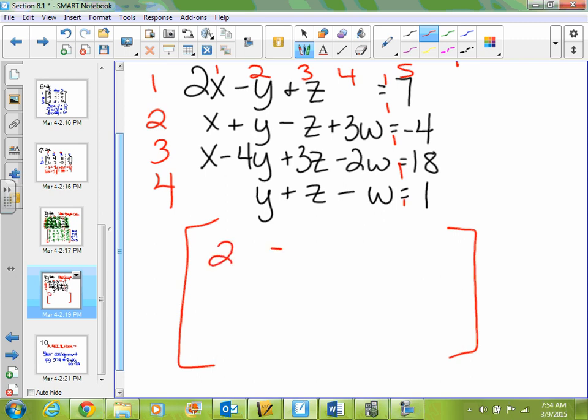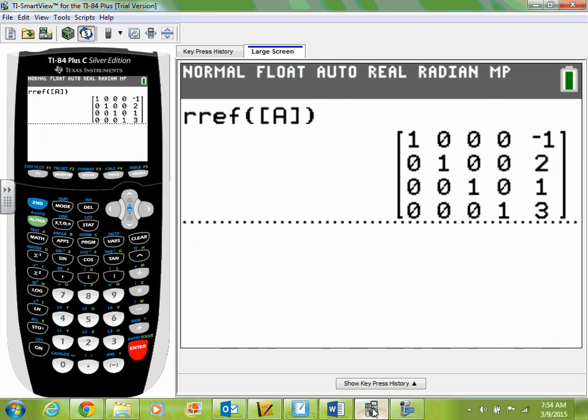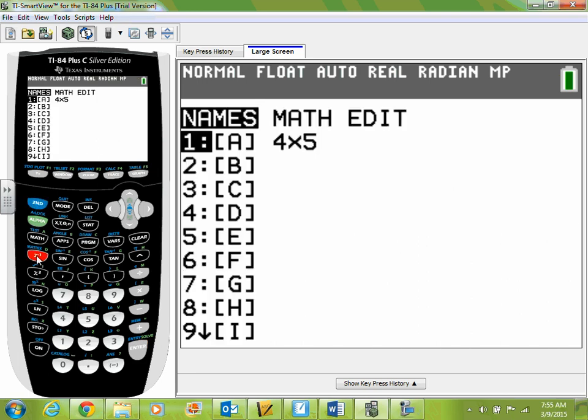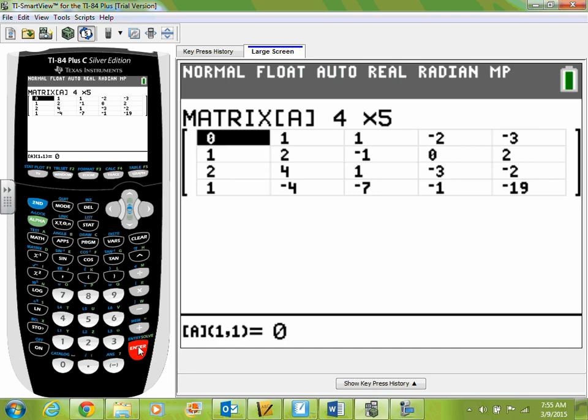And my leading coefficients are 2, negative 1, 1, 0, 7, 1, 1, negative 1, 3, negative 4, 1, negative 4, 3, negative 2, 18, and 0, 1, 1, negative 1, 1. Okay, so we're going to put that into our calculator. So we're going to have a 4 by 5 matrix with those leading coefficients. Okay, so if we go to second matrix, and then we go over to edit, where we're going to edit A, we are going to have a 4 by 5 matrix. So you can just hit enter on the 4 by 5, and it'll take you to your matrix. Then we're going to enter our leading coefficients.